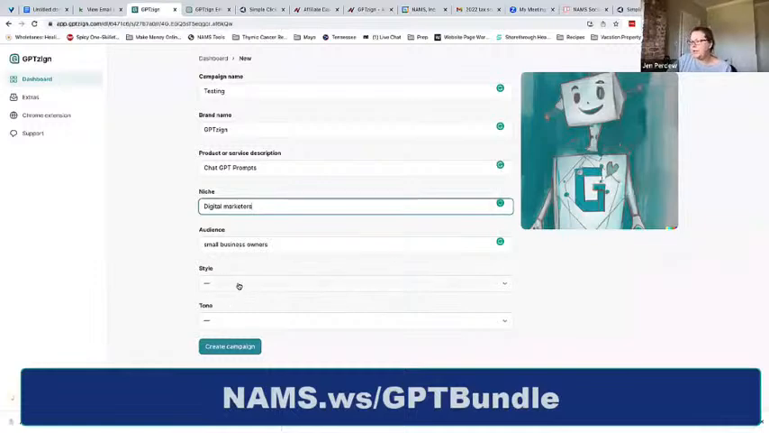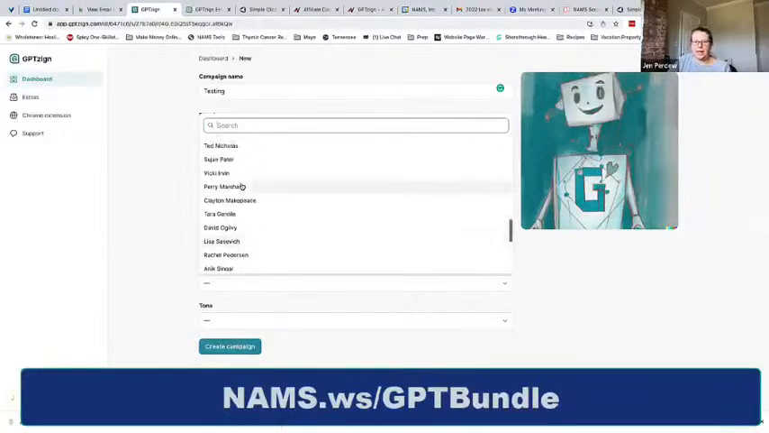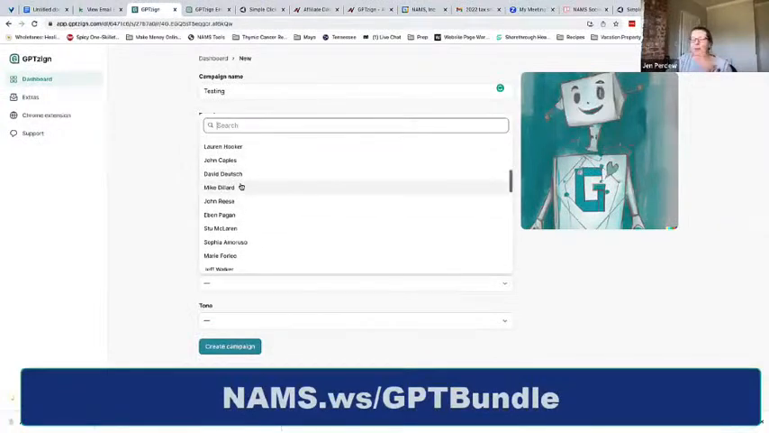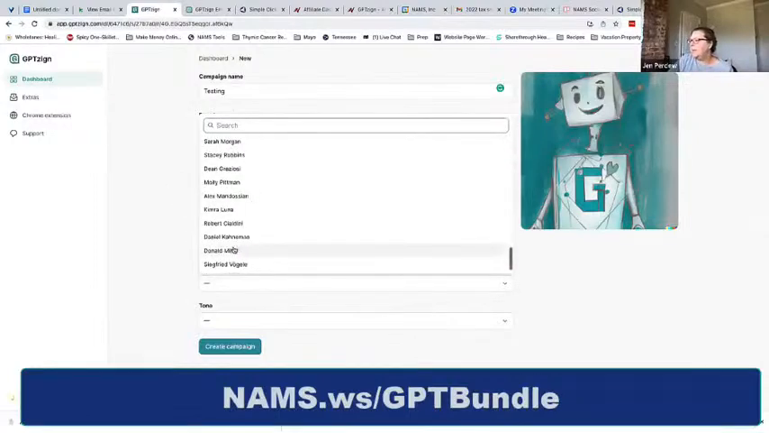And so what I liked about this, the part that was so kind of cool to me, was when I got down to here, to the style. And so first off, look at all the different people that it gives you an option to pick that you want to write in their style. And so I've been testing both styles and tone. So let me pick Donald Miller.